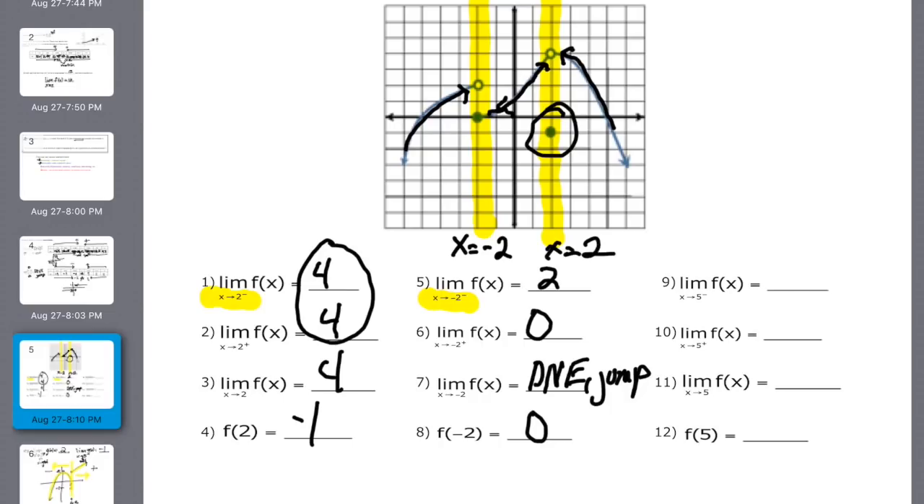So now what I'm going to do is erase and give us some room up here so we can clear out our graph and look at our next one. Okay.